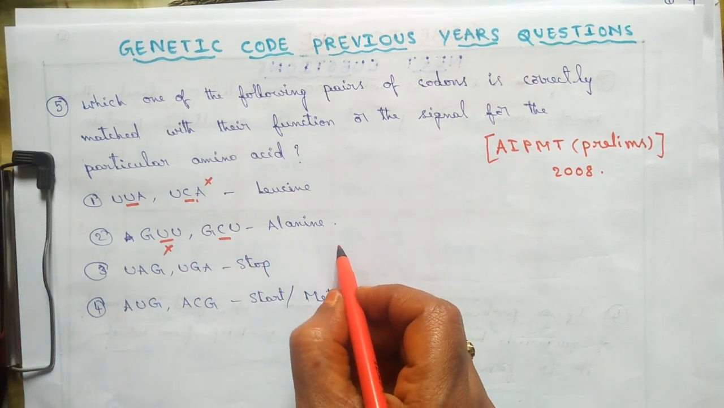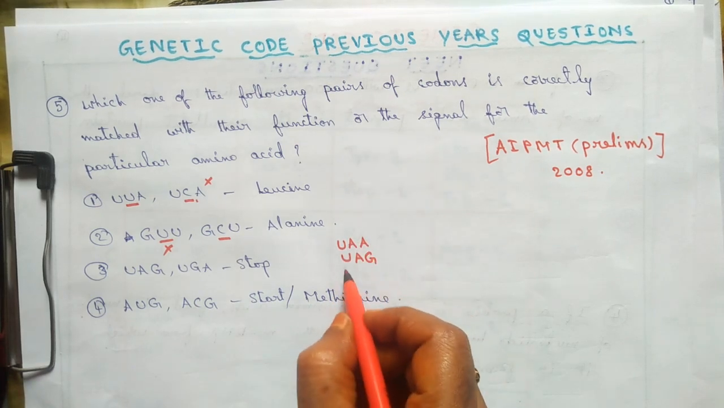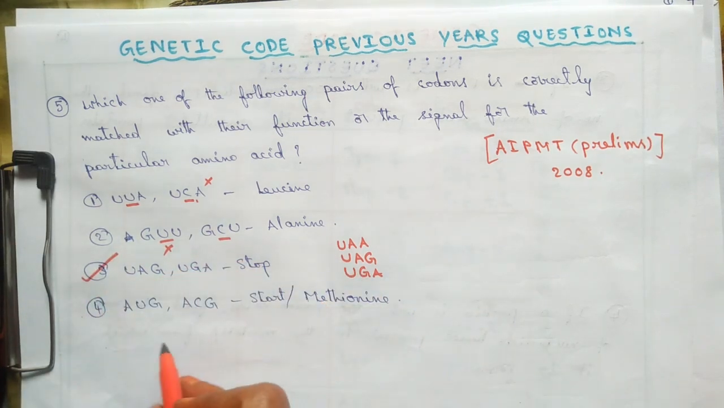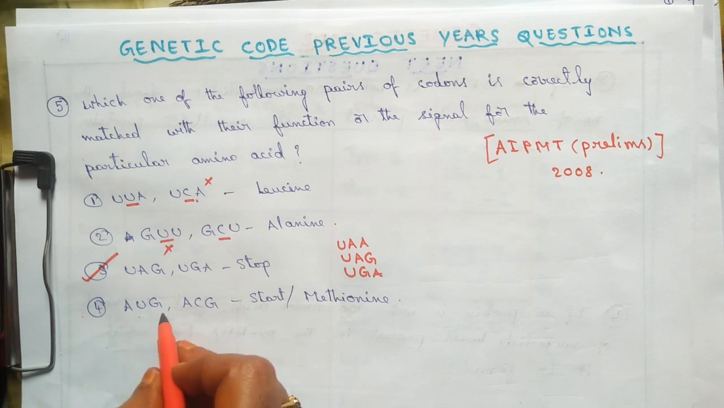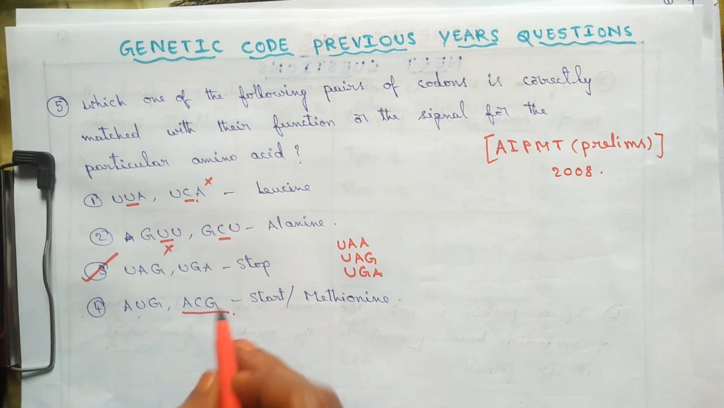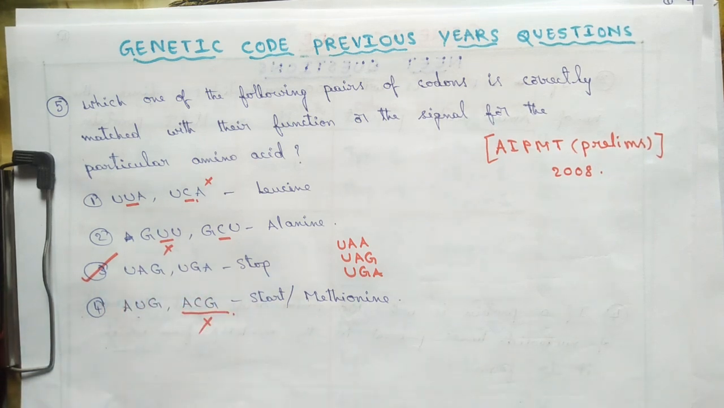Next, stop codons. Stop codons I already gave you. UAA, UAG and UGA are stop codons. So this is the correct option. Next, coming to fourth option, AUG is the initiator codon or start codon which codes for methionine. But ACG is not the initiator codon. So the correct option is UAG.